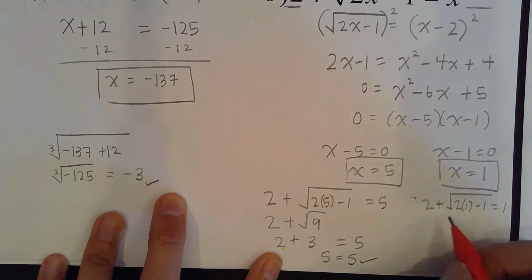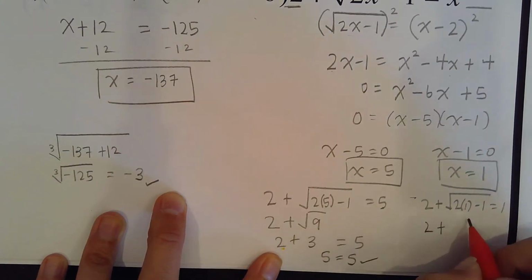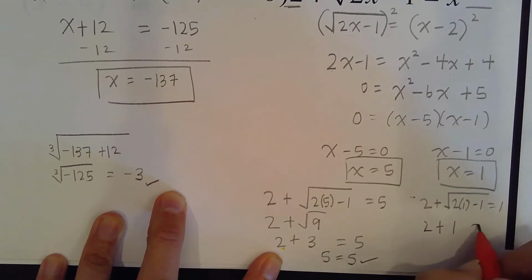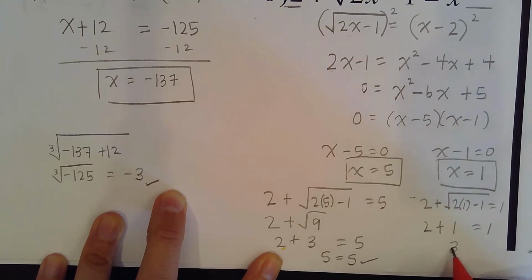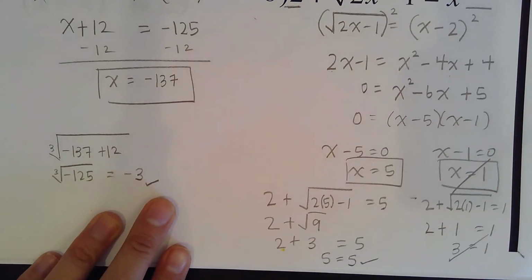And let's check the 1 here. So 2 times 1 minus 1 is 1, and the square root of 1 is 1. And 2 plus 1 is 3. So that is not equal to 1. So 1 here is not a solution.